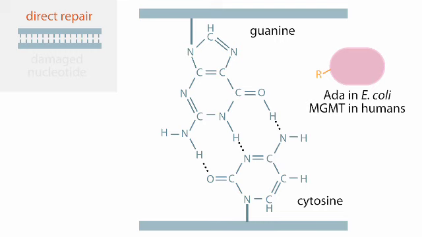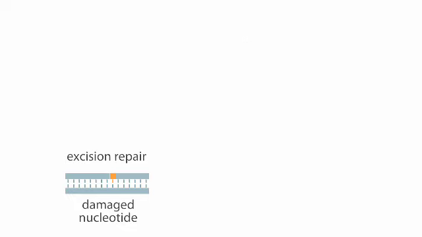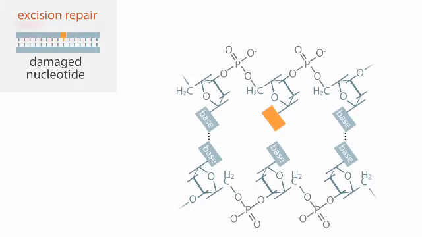In contrast to this simple single-step repair, most types of DNA damage require several steps to fix. They can be repaired only by removing the damaged nucleotides and then filling in the gap. This process is called excision repair. Base excision repair is a type of excision repair mechanism that is used to repair relatively minor damage.